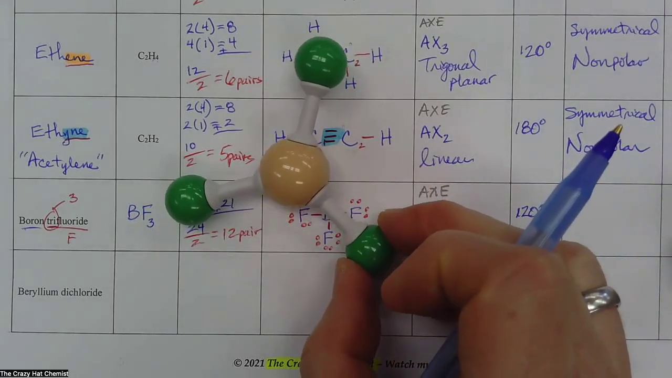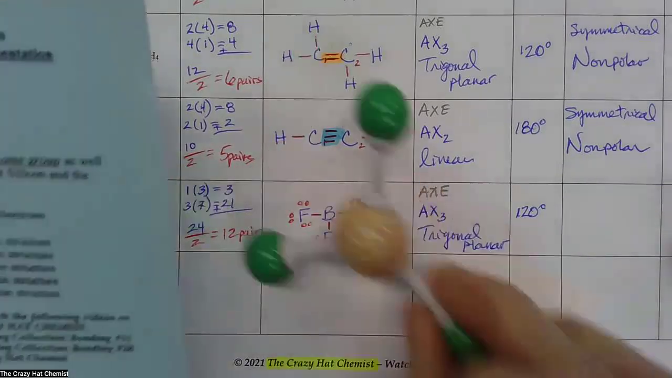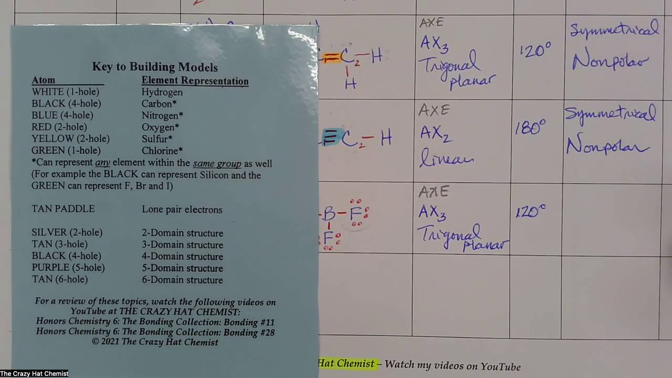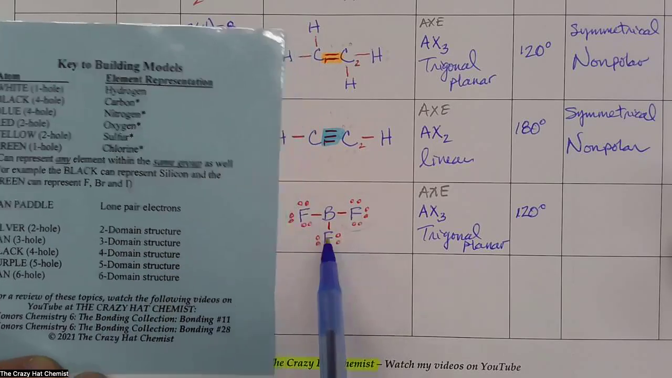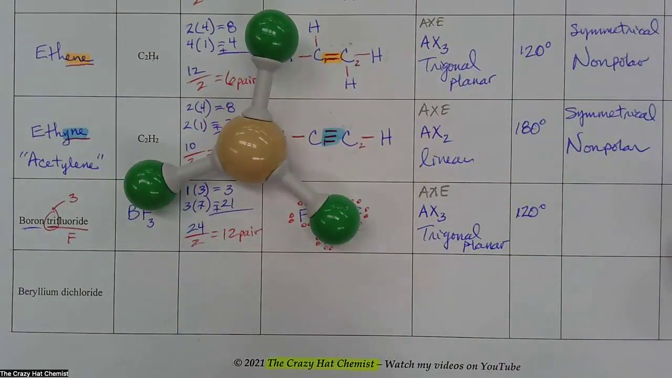One of the things you need to make sure you do when you are building these models is to absolutely look at this handout that I have here with my model kit. I've made this myself, and it corresponds to what's on the model kits themselves. I actually need a 3-hole, tan piece here. That's a 3-domain structure. There are 3 domains surrounding this, and that's why I have to use that tan one right there.